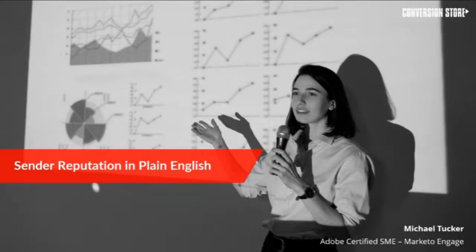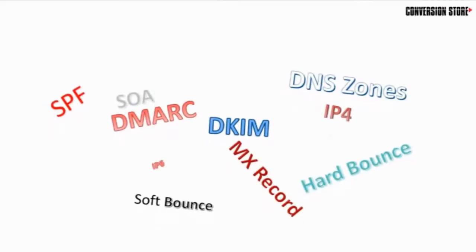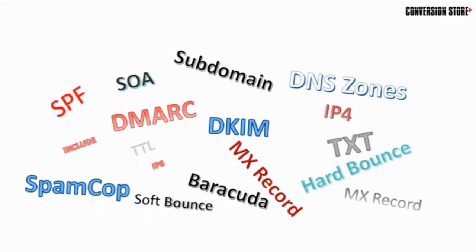And when you dive into it, you wind up reaching a whole series of different acronyms: DMARC, SPF, IP4, MX records, soft bounces, hard bounces, MX records, SOA records, DNS zones. And this isn't something that most people will dive into in marketing. Usually you're told in the Marketo document, there's one article that kind of covers it. And it basically says, here's the information, give this to your IT department and let them handle it. And there's a pretty good reason for that too.